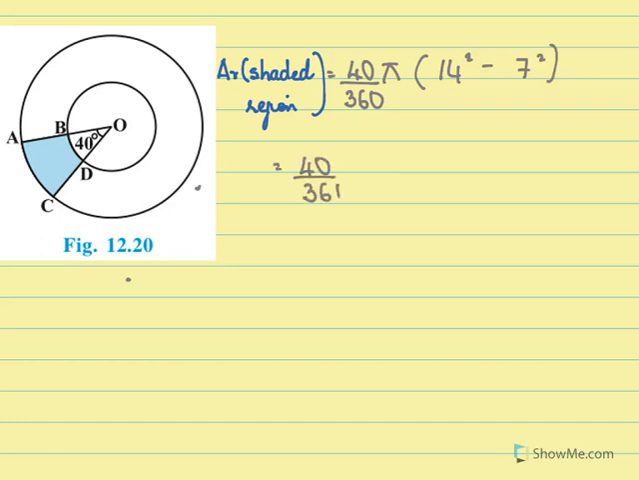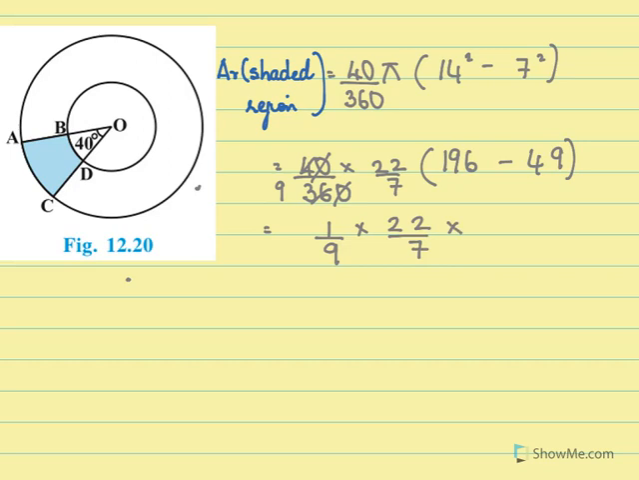So we put the values. 40 over 360 pi is 22 over 7, 14 square, 196 minus 49. So I cancel this. This will come 9. So 1 by 9 into 22 over 7 into 147. This 2 can be cancelled, so you get 21 here. Here again you can reduce. This will be 3 and this will be 7. And when you work this out, you get 154 over 3 centimeter square.